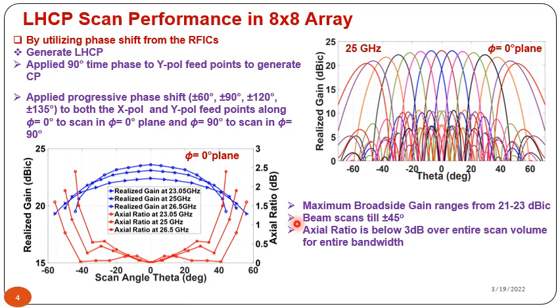And from these two graphs we can see maximum broadside gain ranges from 21 to 23 dBiC over the entire bandwidth, and the beam scans to ±45°, and axial ratio is below 3 dB over the entire scan volume for the entire bandwidth.